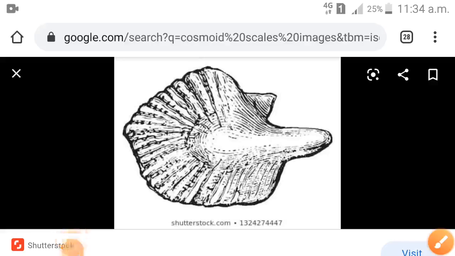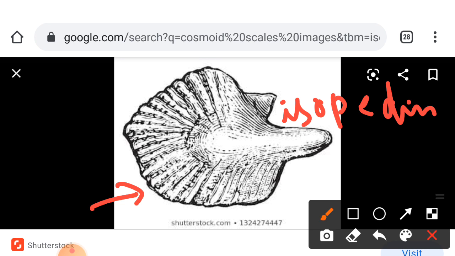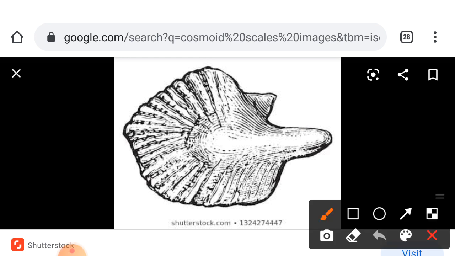Next is the cosmoid scale, and they are found in the lobe-finned fishes, that is the coelacanth and the lungfishes, and are probably derived from the fusion of placoid scales. In this picture, a diagrammatic picture of a cosmoid scale, they are composed of a layer of dense lamellar bone called isopedin, and above it a layer of spongy bone supplied with blood vessels is also present.